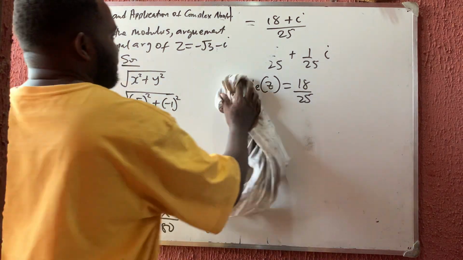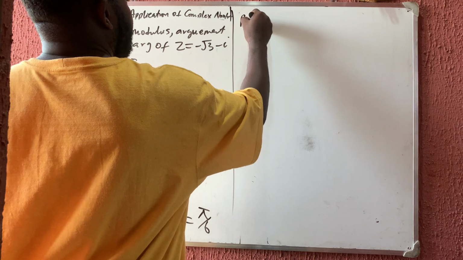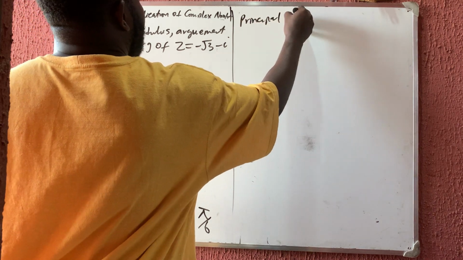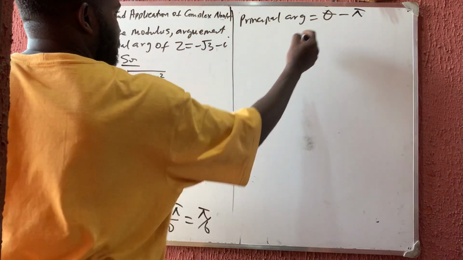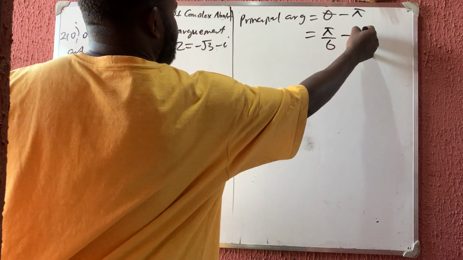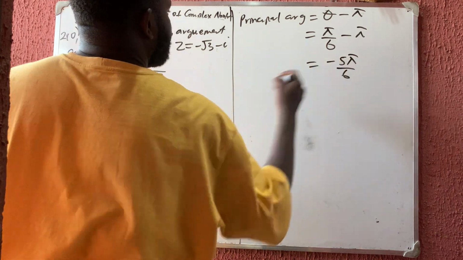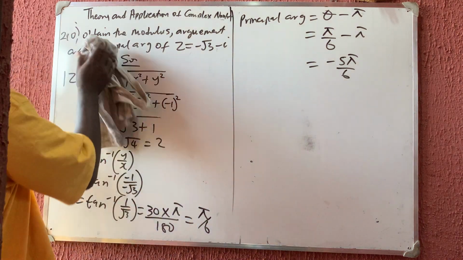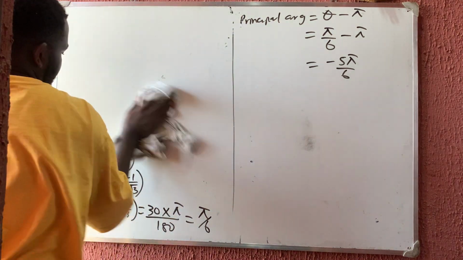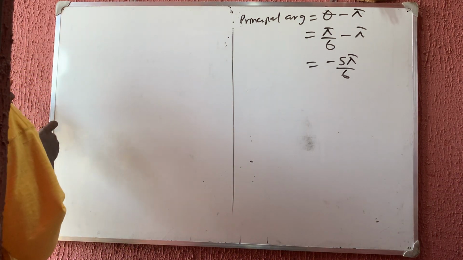But the principal argument is between plus pi and minus pi. So the principal argument is the normal argument minus pi. The normal argument is pi over 6 minus pi. So what do you have? Minus 5 pi over 6. Very, very simple. We move to the next question. So watch my video on complex numbers so that you can get all these things I'm saying here.